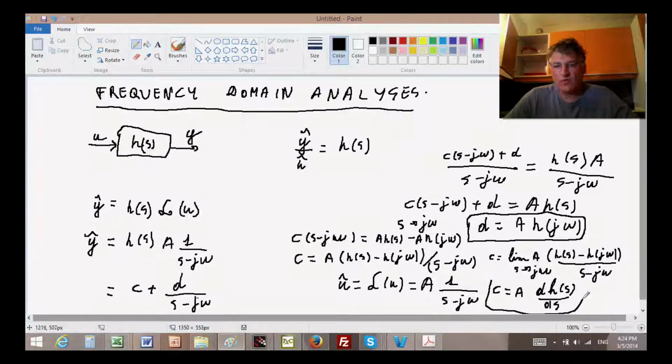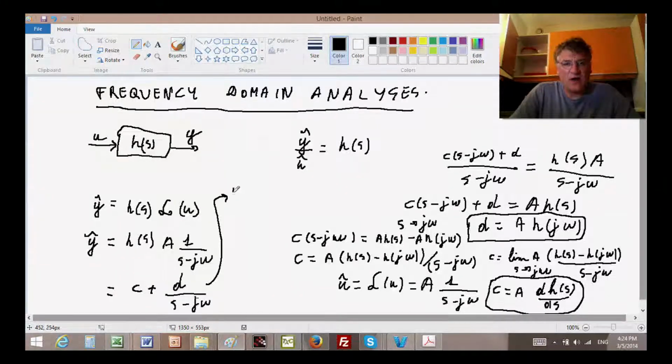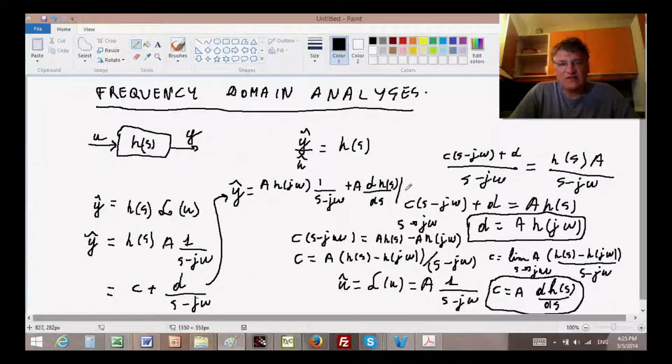So, here is what we obtain. Here's the value of C, here's the value of D. I can now get, therefore, that y hat is equal to A h of j omega times 1 over S minus j omega plus A times dh of S ds expressed at S is equal to j omega.